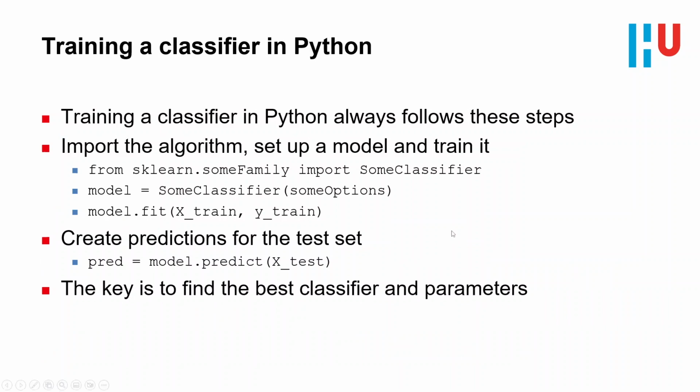Okay. Basically these are the same steps as we told you before. The key is to find the best classifier and parameters. In the case of the KNN, it's KNN 1 or KNN 3 or 5, etc. So basically you see here it's always the same form. You import the classifier, you get the classifier, and there are some options you can put in. It's always the same set.